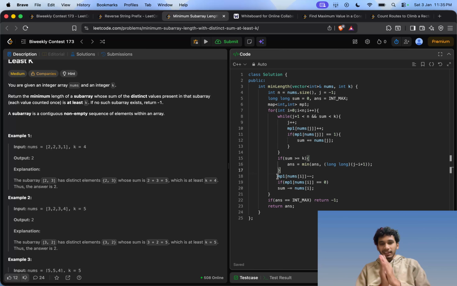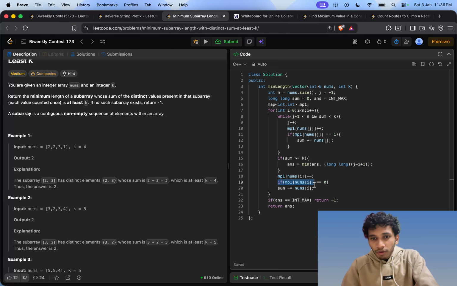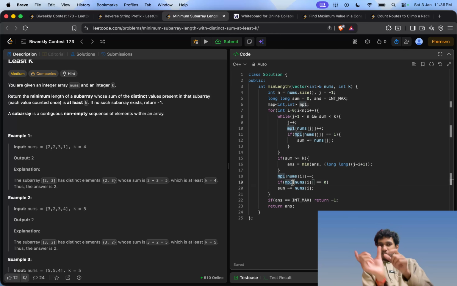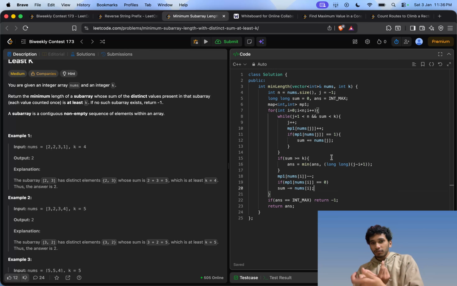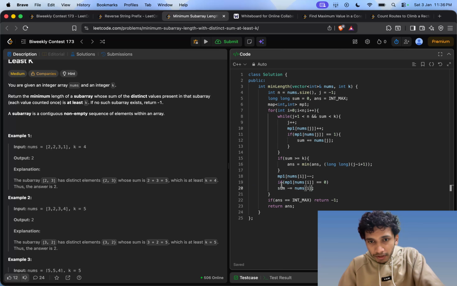Now we need to remove the ith index because we are moving forward. For this starting index is over. Now next starting index does not contain the previous element in its range. So remove it from the map if this value is equal to 0. That is, in this range no same value is present, then only it will be removed. It will be removed only when none of its frequency is present. If one of its frequency is present, all of them have the same contribution. So if none of them is present, then decrease that value from the sum.